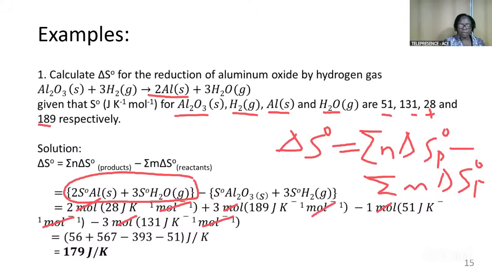Okay. And that's the value. You can determine it from here to here. So 2 moles of aluminum and 3 moles of H2O must reflect in your calculation for you to get it correctly. And then for the reactants, you have all of this, and you have 1 mole of aluminum oxide and then 3 moles of H2 gas. So if you do your calculation correctly, you will obtain 179 joule per Kelvin. So that is a good example for you.